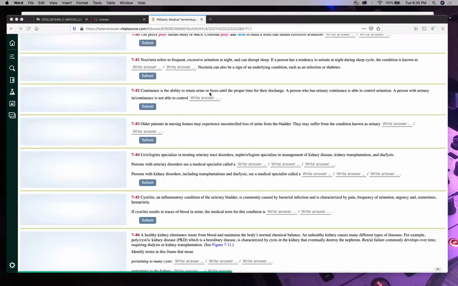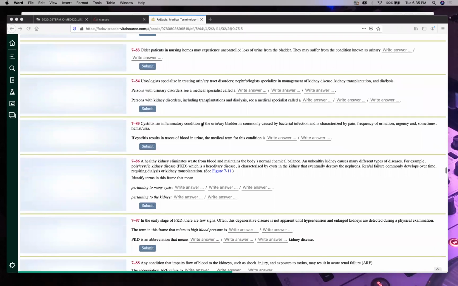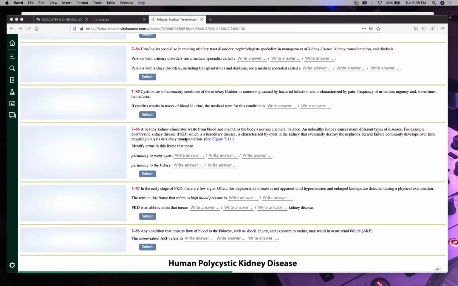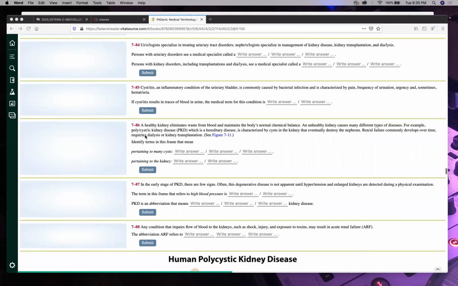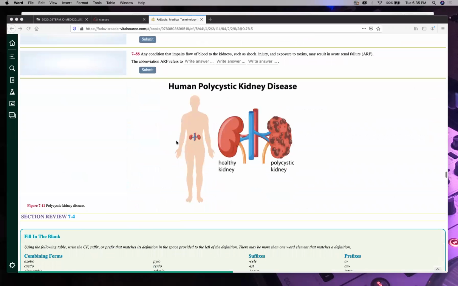So continence is the ability to retain your urine. So if you're incontinent, that means you're prone or have a disposition to wet yourself. Polycystic kidney disease is a kidney disease that has many cysts, or little bags of pus. So you see these little bumpies, and that's exactly what it looks like.